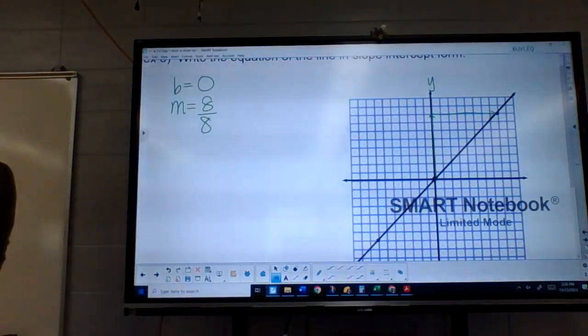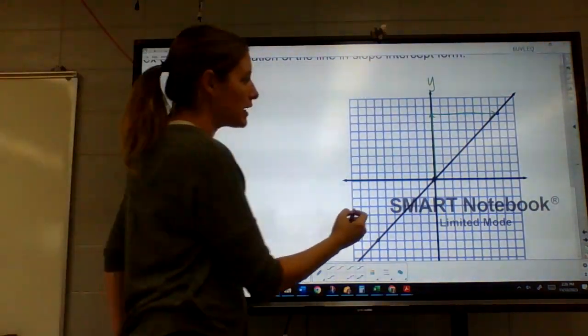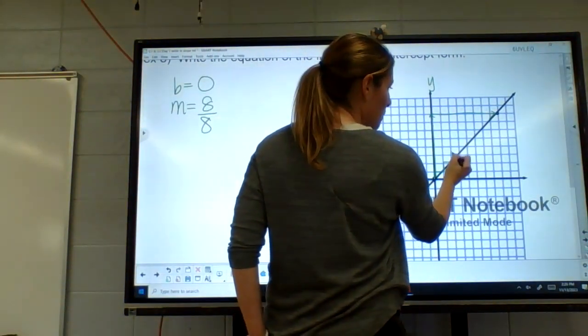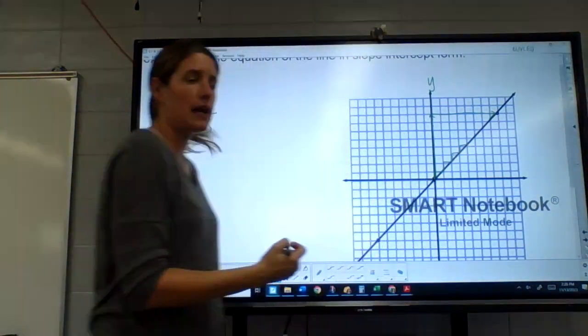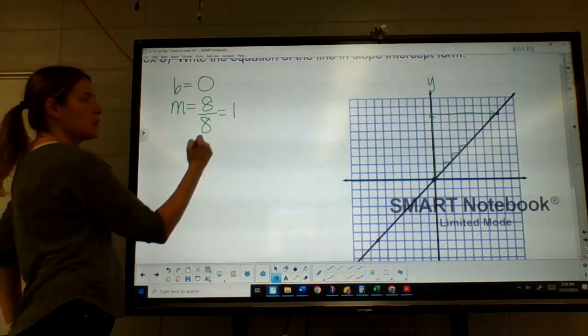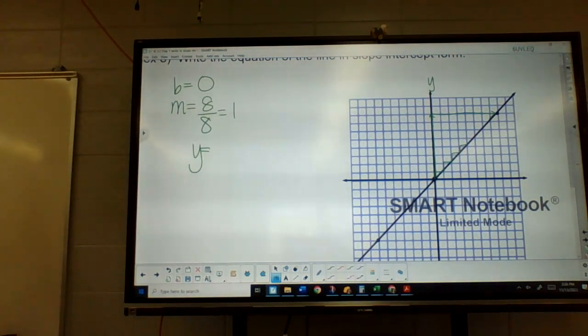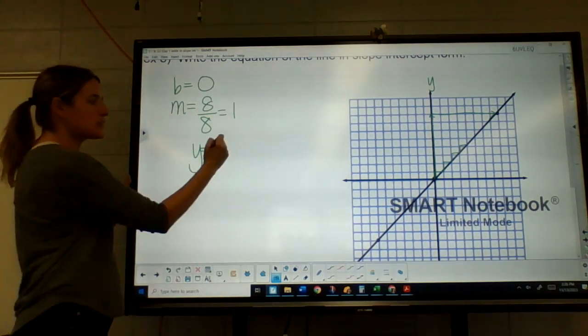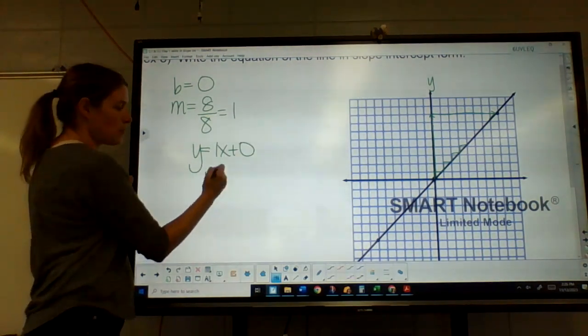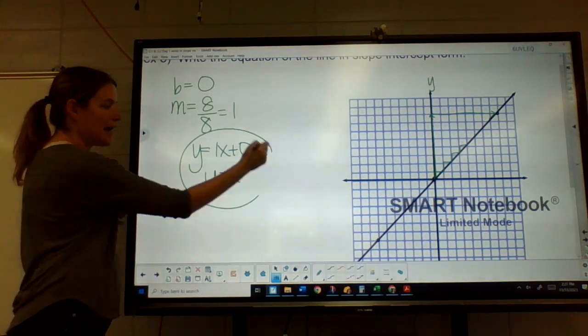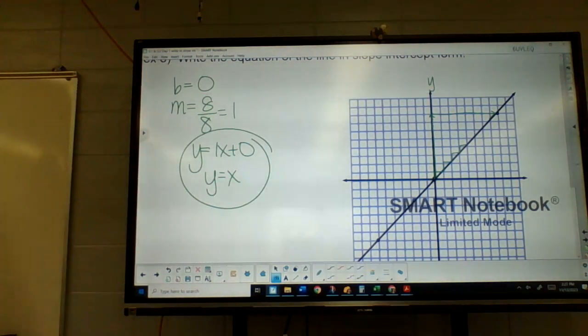And 8 over 8 is just 1, so you might have noticed back here, I could have gone up 1 over 1, and did the same thing. We've talked about this graph a few times in the last few sections. This is just 1x plus 0, the one we wrote all those different ways. Any of those versions are fine.